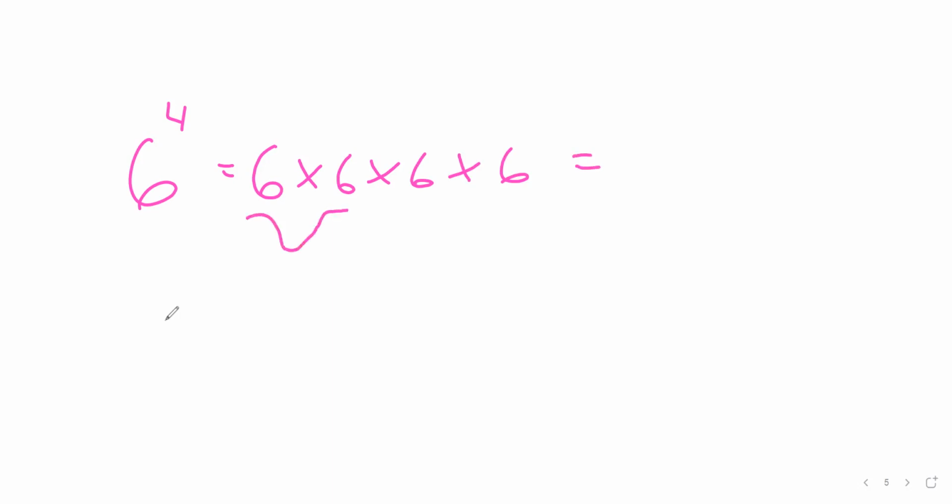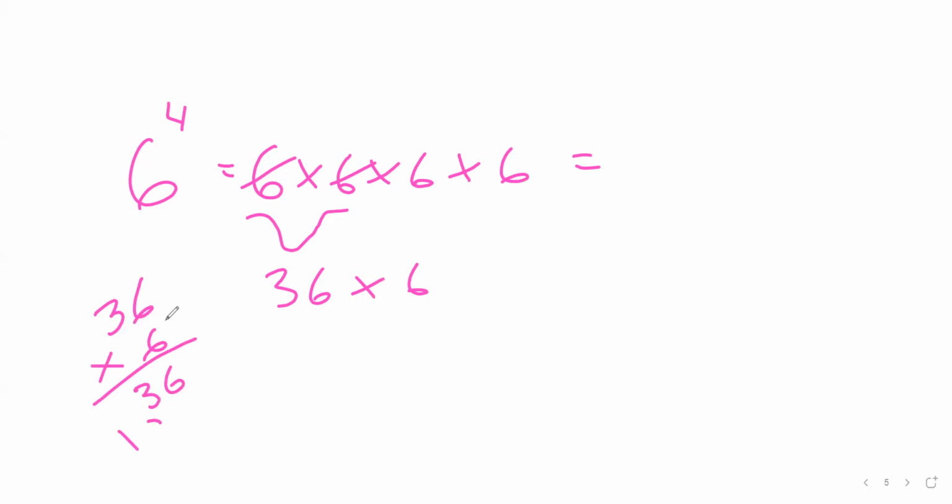Let's say base 6. Base 6 to the power of 4 does mean I have 6 times 6 times 6 times 6. I love that I just picked this because now I got to do that math. So 6 times 6 is 36, times 6 more. So that's these two. 36 times 6, 36 and 180. So that's 216.